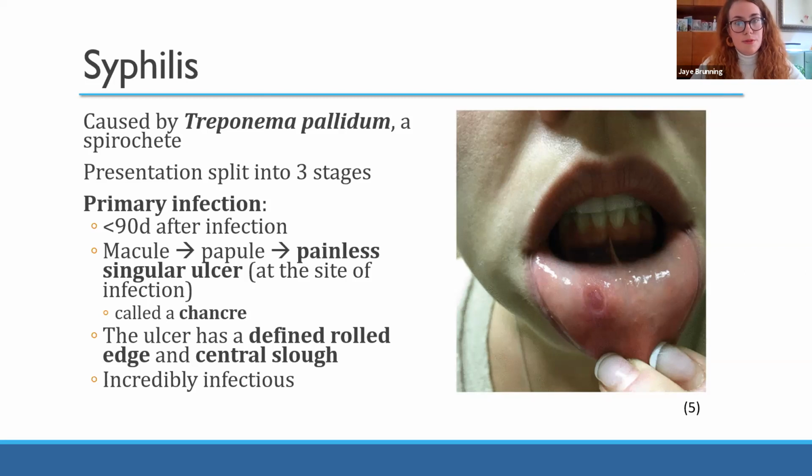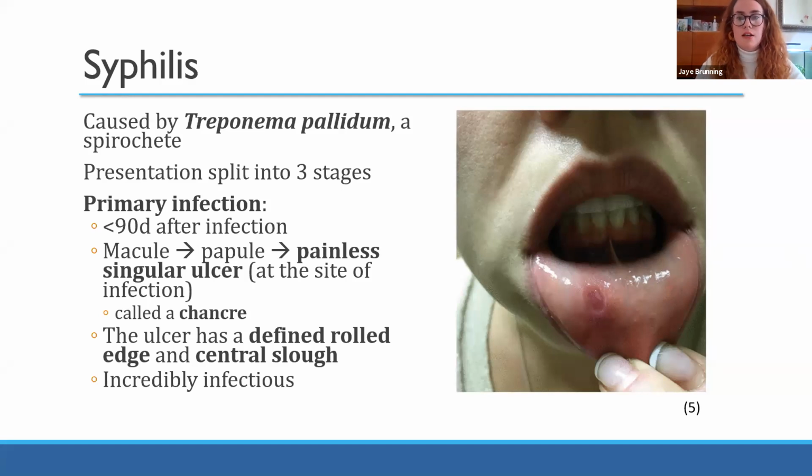They get a macule to a papule to a plain single ulcer at the site of infection. Again, that could be anywhere. As we can see on the right here, this patient has one on their lip, but it could be at the site of genitals as well. And we call this a chancre.